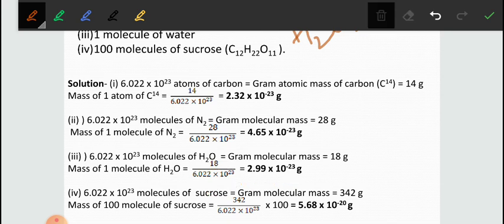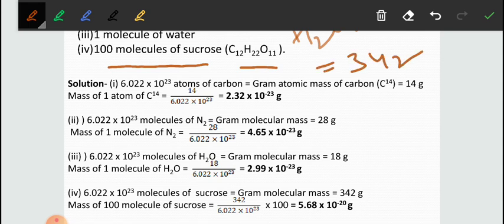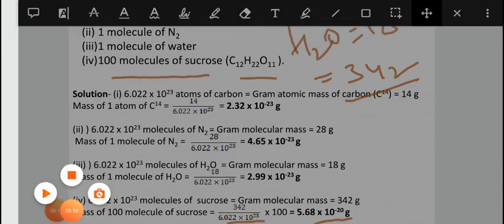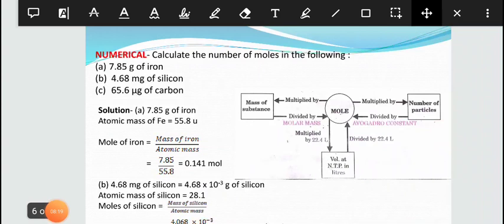We will get the answer. Same as it is if we want to calculate the mass of 100 molecules of sucrose. Again we need to calculate the molar mass. So the molar mass of sucrose, after calculating, we will get 342. Again if we divide it by the Avogadro number, we will get the answer. Hope you find it easy again. Now move to the next type of numerical.